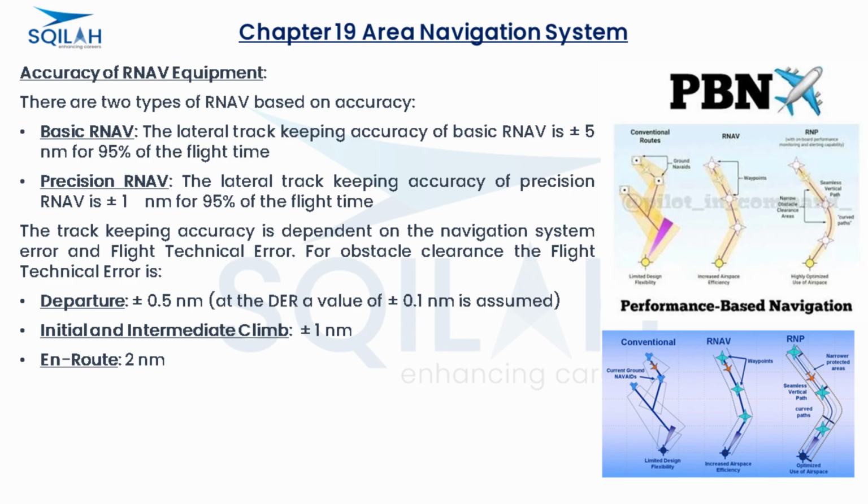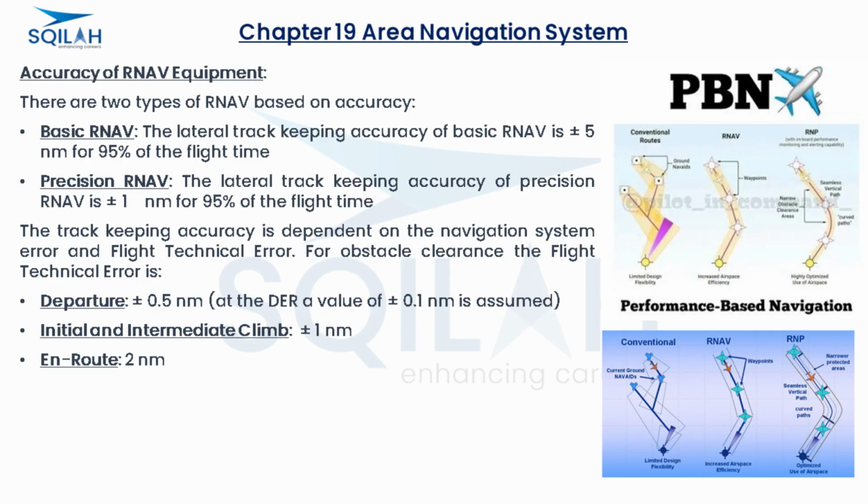Accuracy of R-NAV equipment. There are two types of R-NAV based on accuracy. Basic R-NAV: the lateral track keeping accuracy of basic R-NAV is plus or minus 5 nautical miles for 95% of the flight time. Precision R-NAV: the lateral track keeping accuracy of precision R-NAV is plus or minus 1 nautical mile for 95% of the flight time. The track keeping accuracy is dependent on the navigation system error and flight technical error.